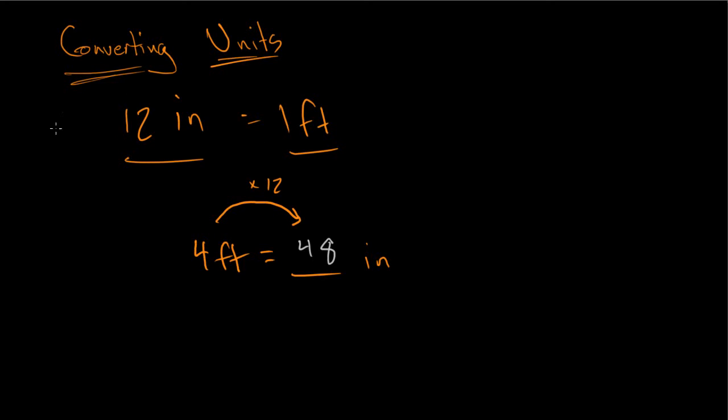If I want to convert back the other way, then I have to divide. It's the opposite of multiplication. Every conversion fact has some sort of relationship that can usually be distilled into multiplication and division. For example, there are 5,280 feet in every mile.